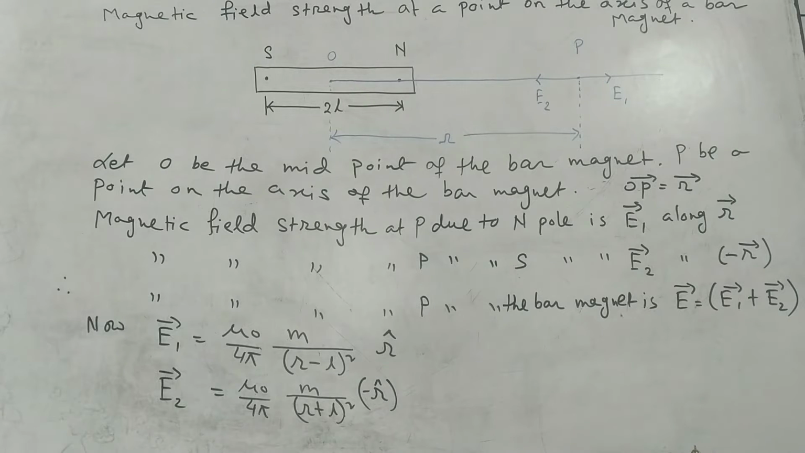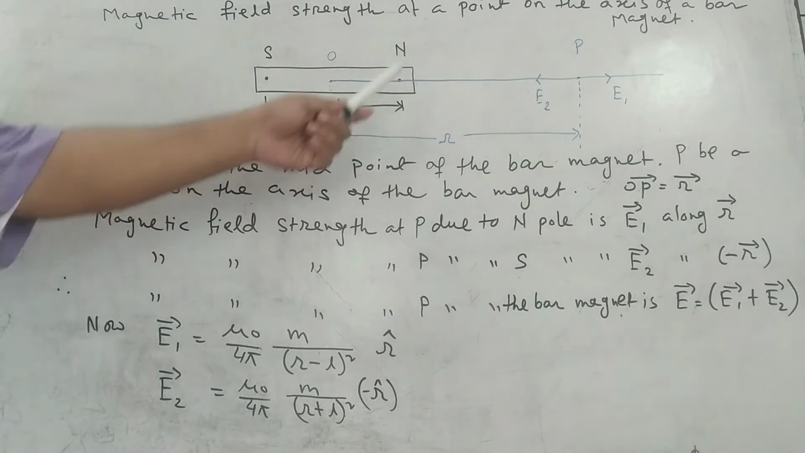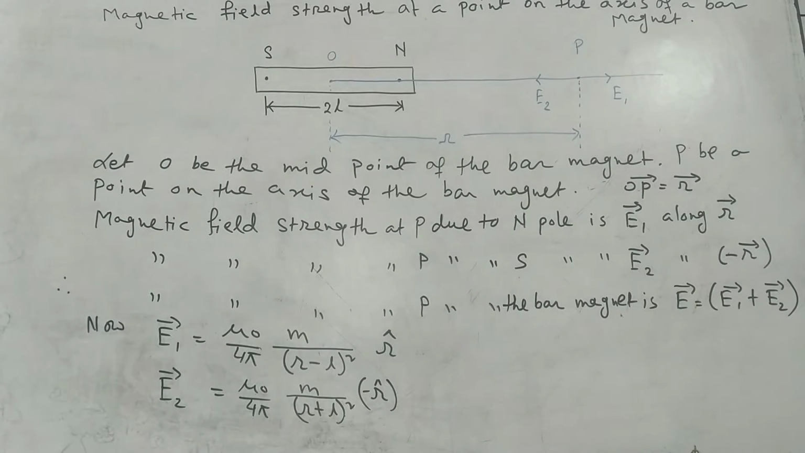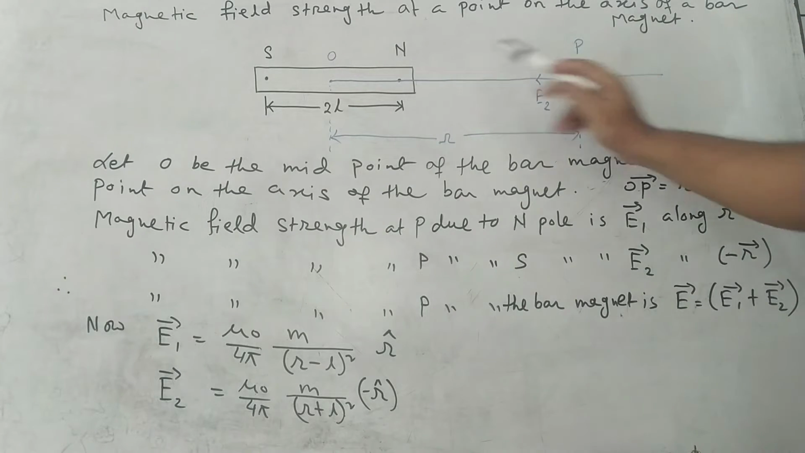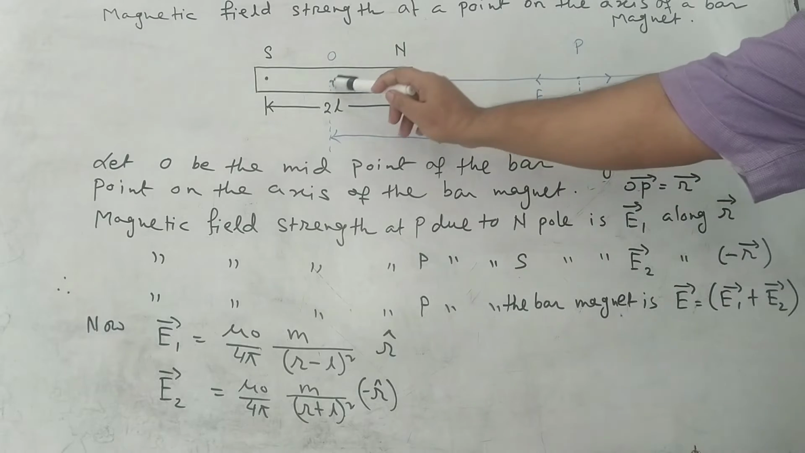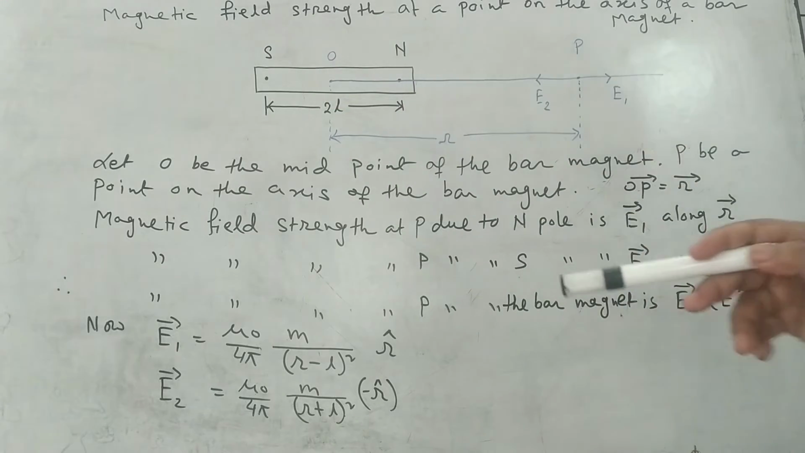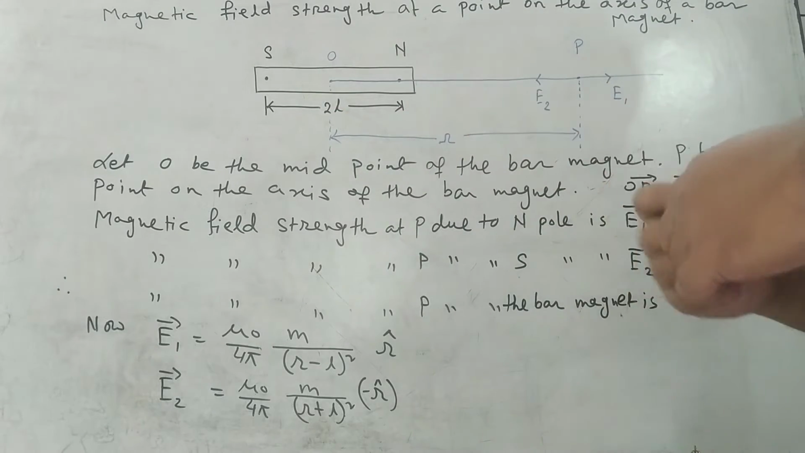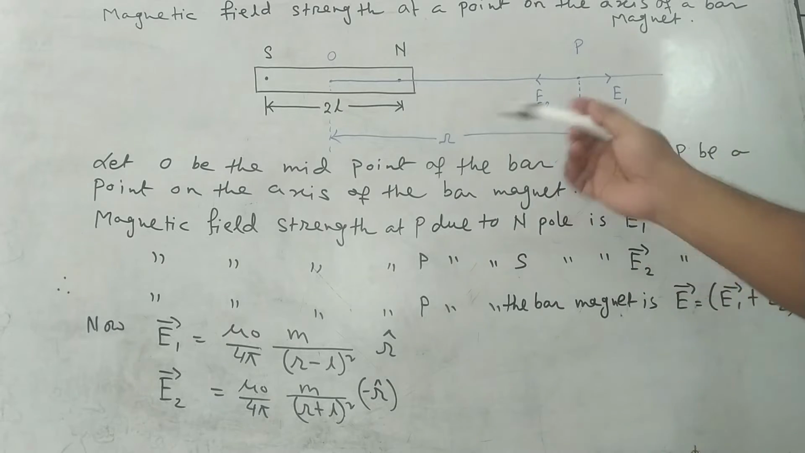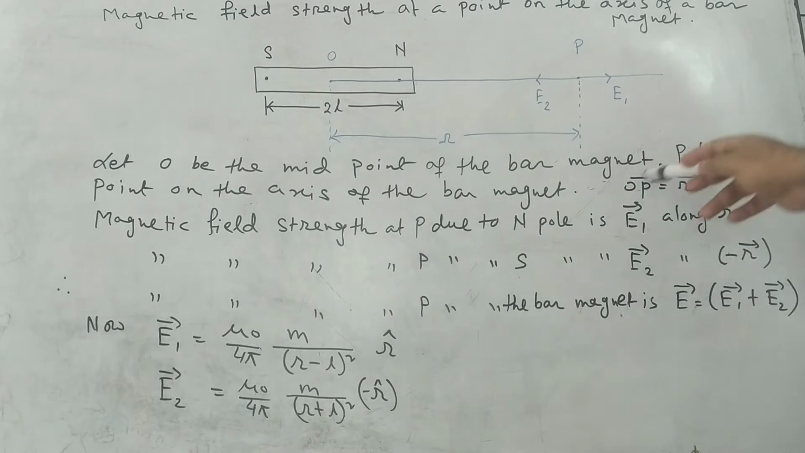Now I am going to discuss the magnetic field strength at a point on the axis of a bar magnet. Let this be a bar magnet, and OP is the axis of this magnet. P is a point on this axis. O is the middle point of this bar magnet. OP is equal to R vector, and its magnitude is R.